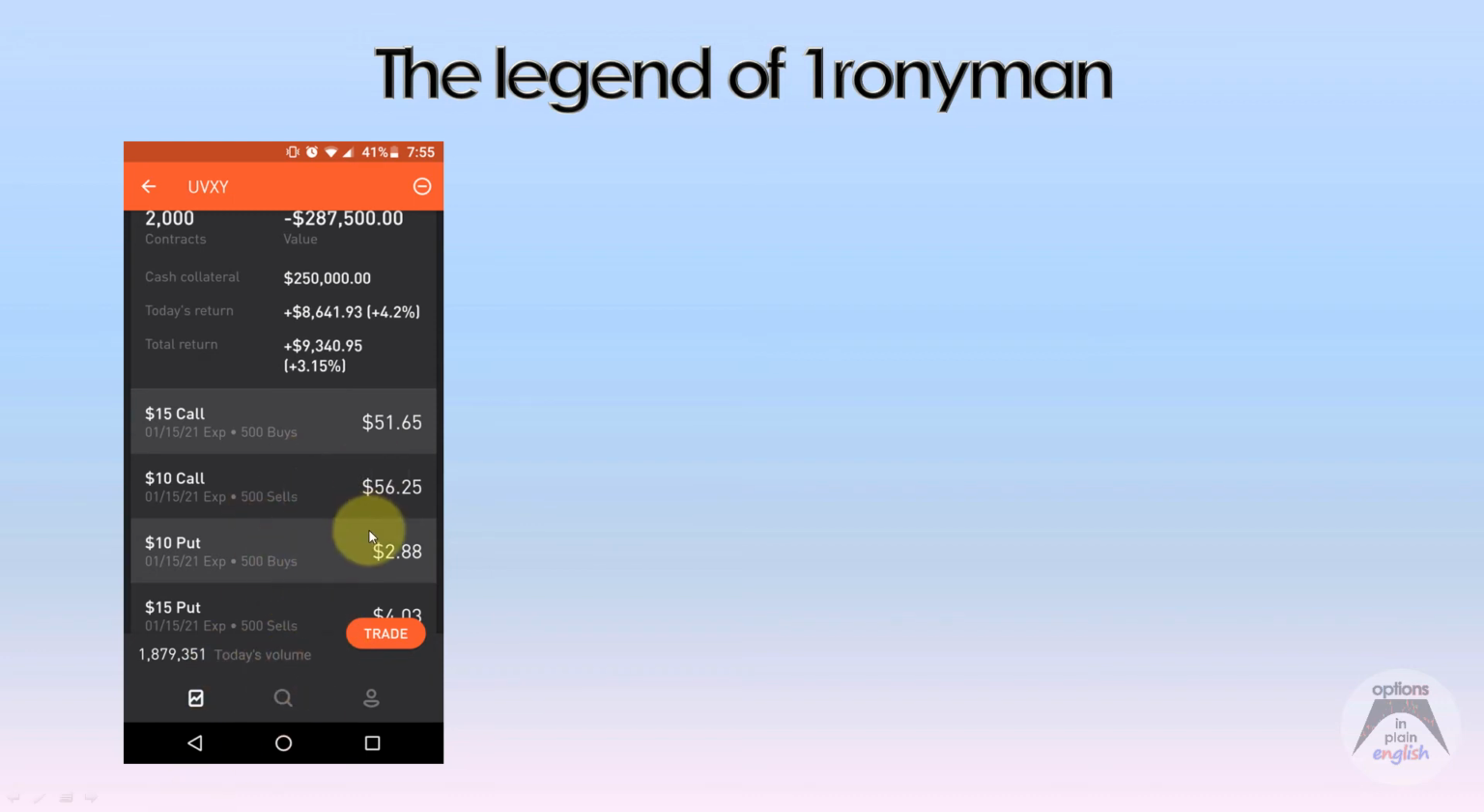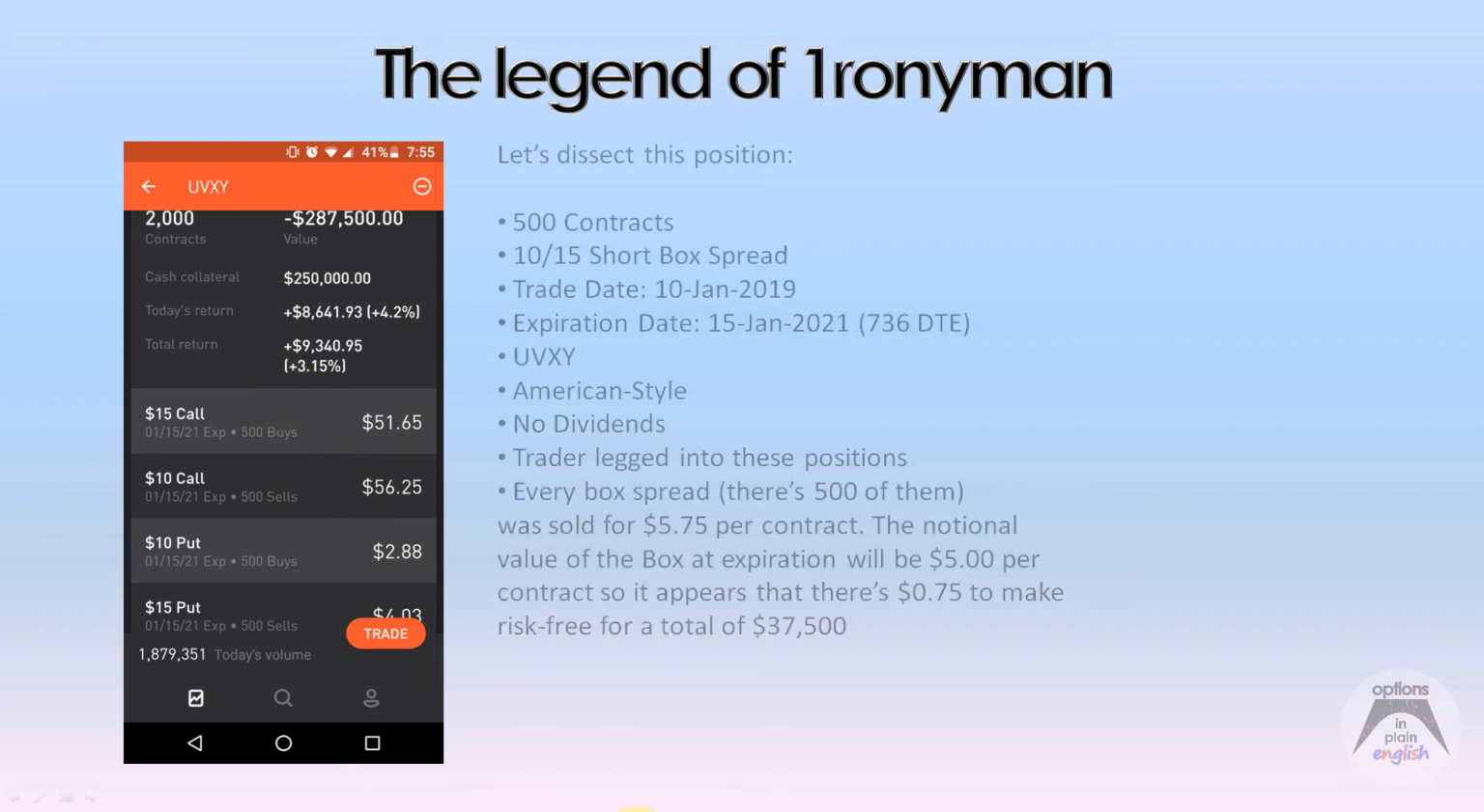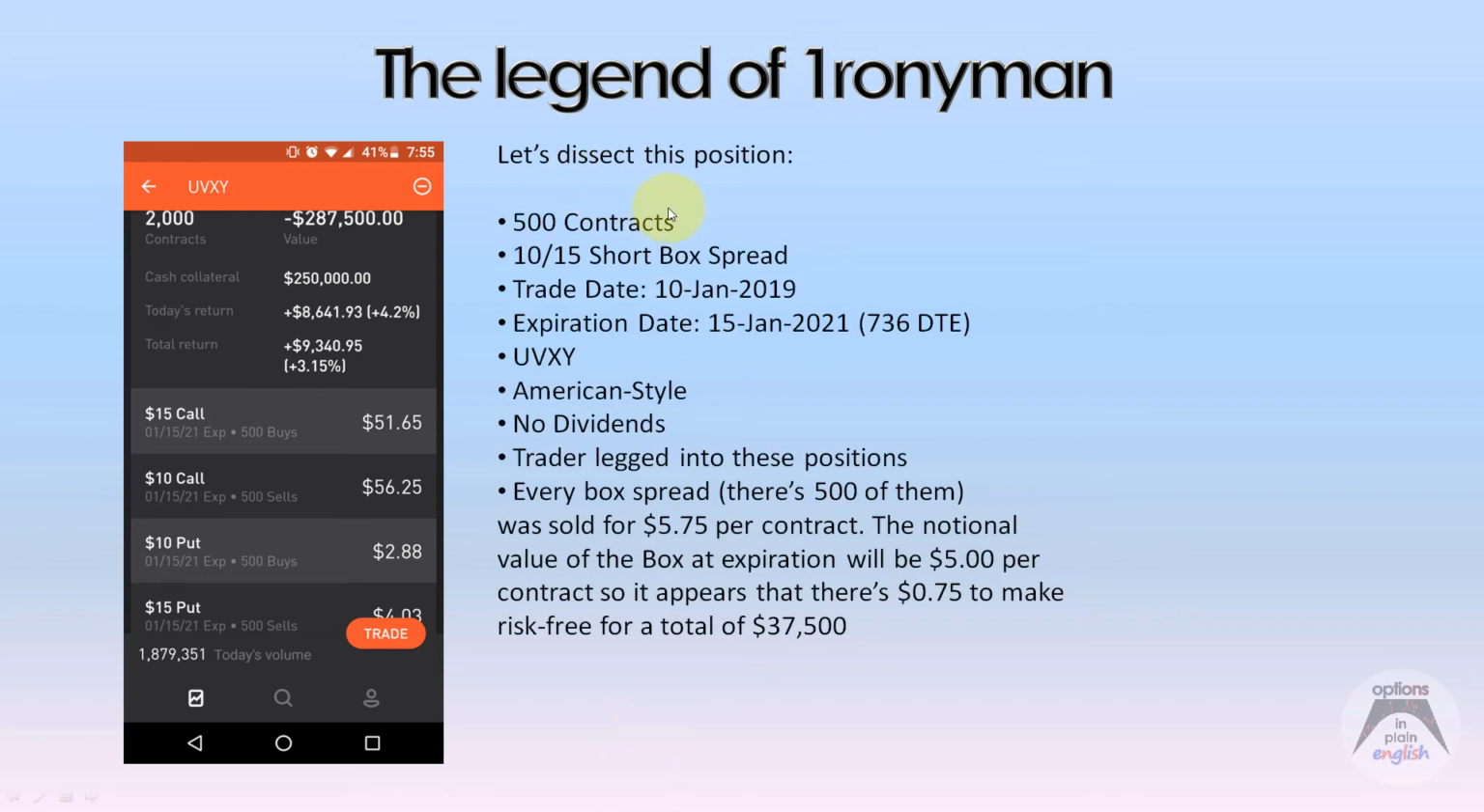So basically, what he did was he sold a box. So he did a short box spread, and that's the 10-15 box. Okay, that's all we know so far. We're going to do a deeper dive in just a second. So let's dissect this position.